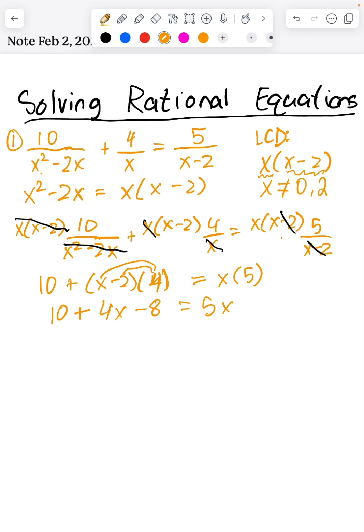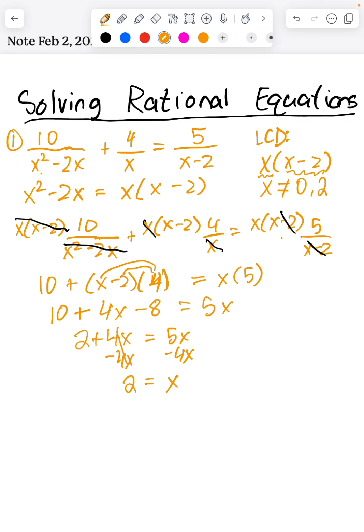Let's combine like terms. I'm going to have 4x, and 10 minus 8 is 2, equals 5x. Solving for x now is very simple. Subtract 4x from both sides, and I get 2 equals x. This cancels out: 5x minus 4x equals just x. So 2 equals x.